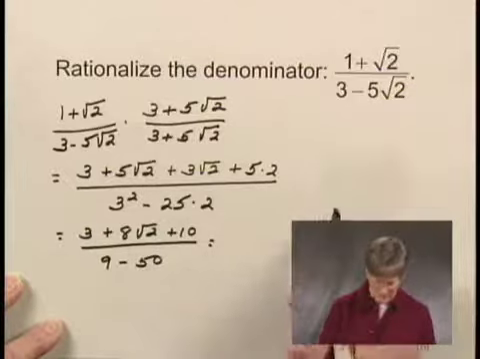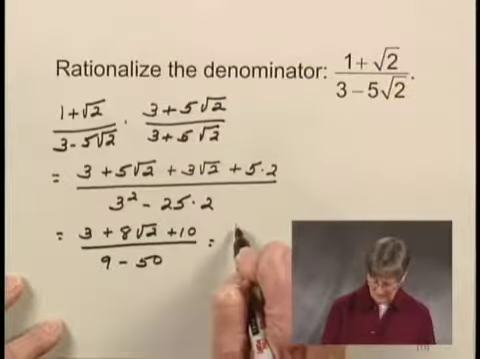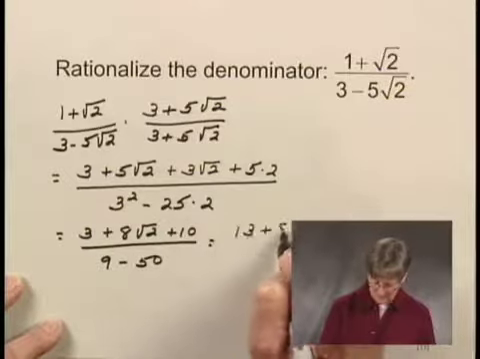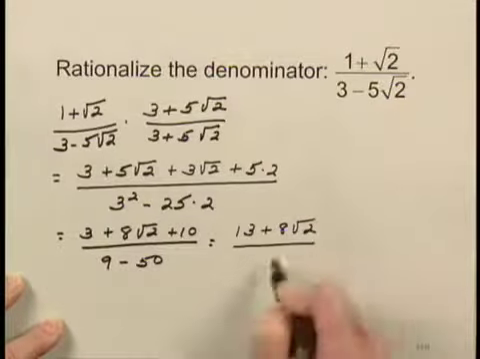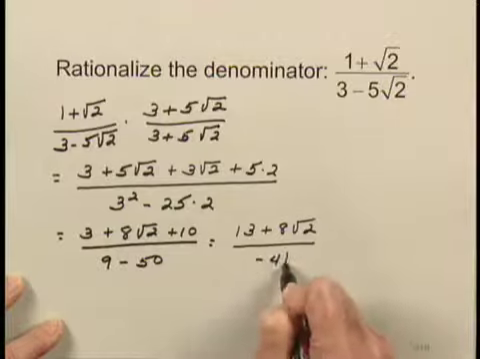And now in the numerator, I can add the 3 and the 10, so I have 13 plus 8 times the square root of 2. And doing this subtraction in the denominator, I get negative 41.